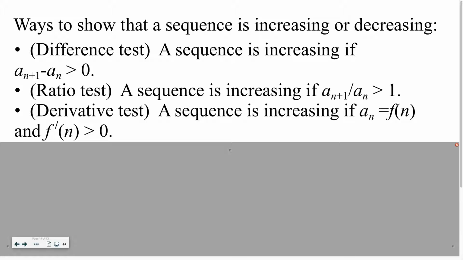Do you want to write those down? I am writing them down. Do you want to write down the decreasing ones, or do you want to just infer that we switch the signs? Because I can show them.